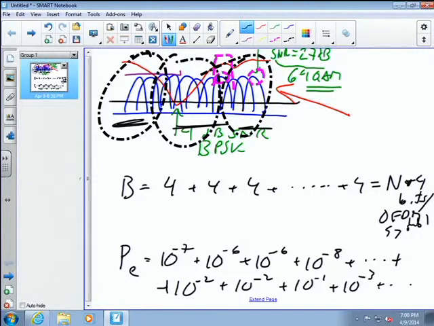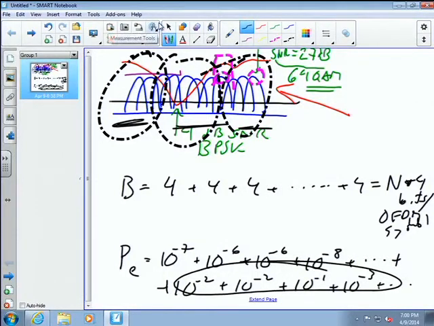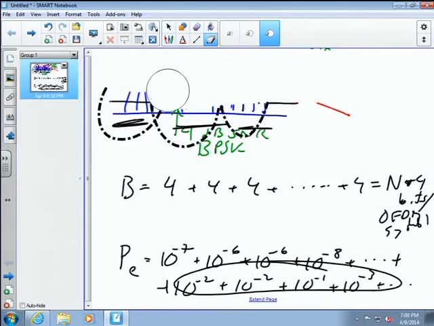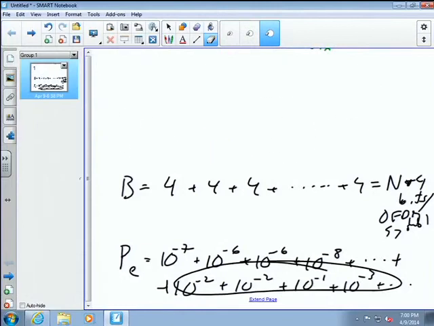Who's going to dominate the error performance? These guys, right? And that really sucks in terms of an overall data rate. So what you do instead with adaptive modulation is the following.